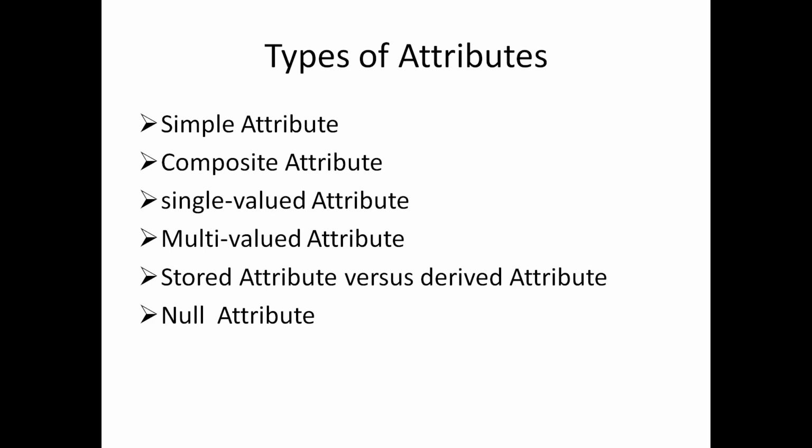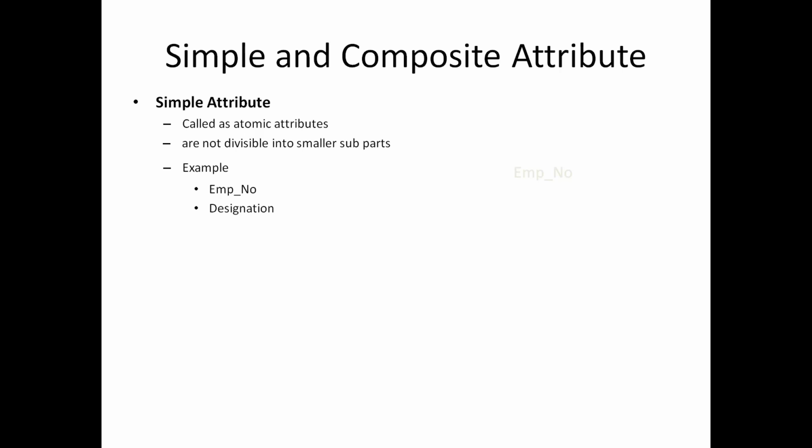So let's look at simple and composite. I'm going to take the two together because they relate to each other, so that we can well define the difference between them and understand what simple and composite attribute really mean. A simple attribute is something they call an atomic attribute because it's just a single value, and it cannot be divided into multiple smaller subparts. So for example, employee number is always going to be one single value. So that's a simple attribute.